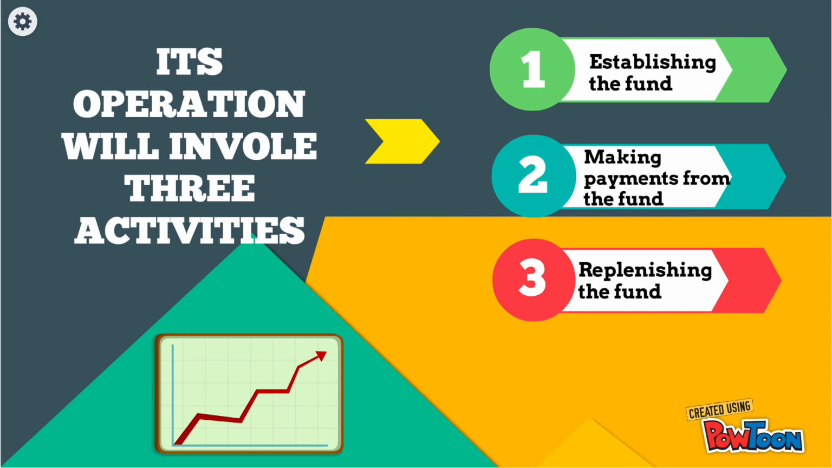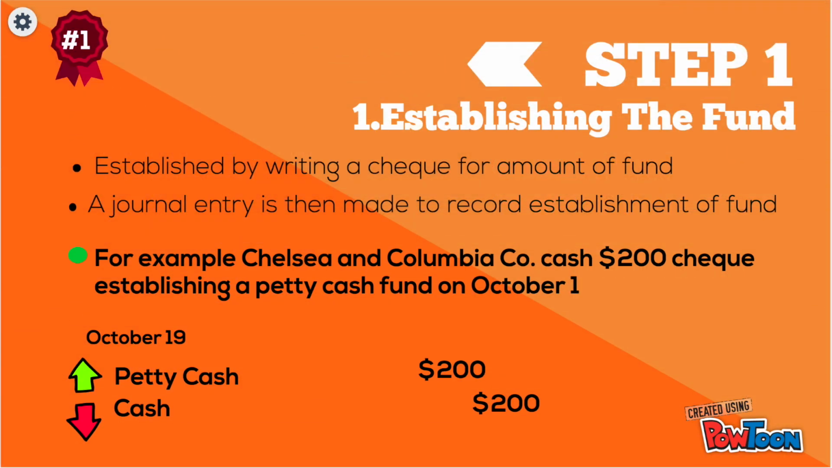Now, whilst the capacity of a petty cash fund will differ from company to company, its operation involves three activities. 1. Establishing the fund. 2. Making payments from the fund. And 3. Replenishing the fund. Step 1. Establishing the fund.